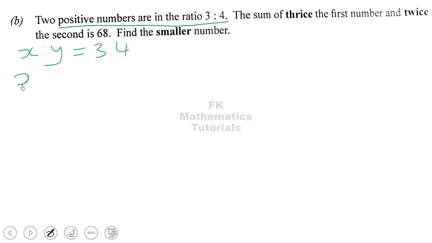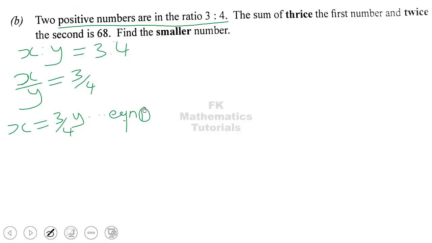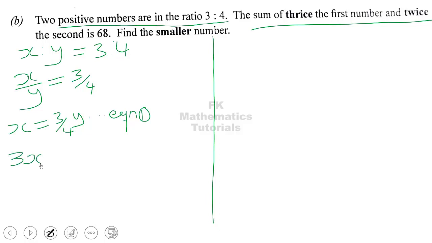So this can be rewritten as x over y is equal to 3/4, or x is equal to 3/4y. We are going to form simultaneous equations, so we can call this equation 1. Now, we are also given that the sum of thrice the first number, so 3 times x, and twice the second, so 2 times y, is 68. So let's call this equation 2.